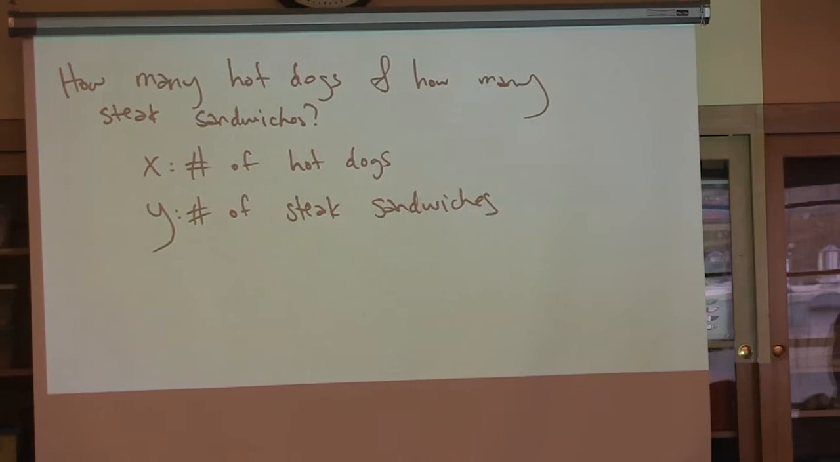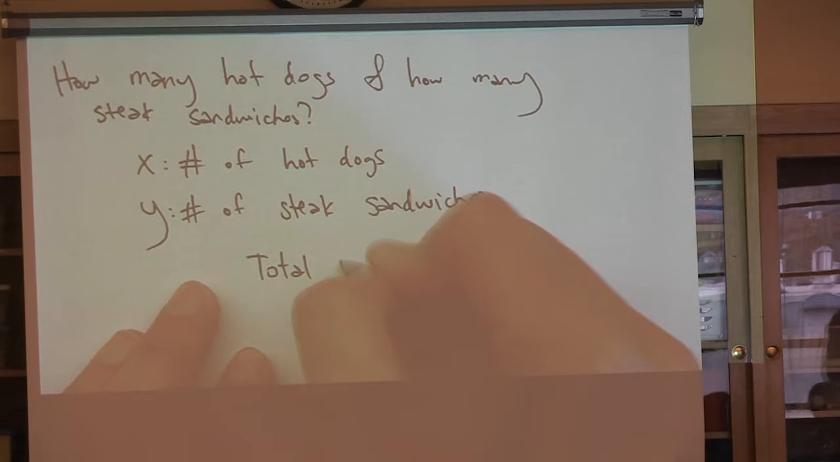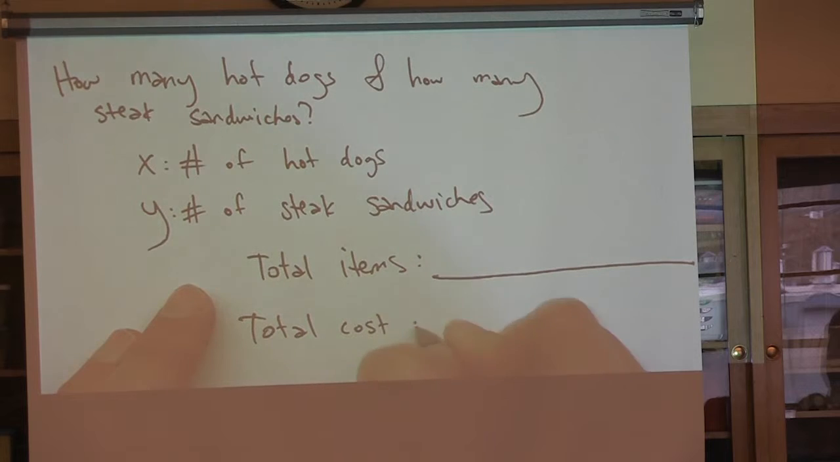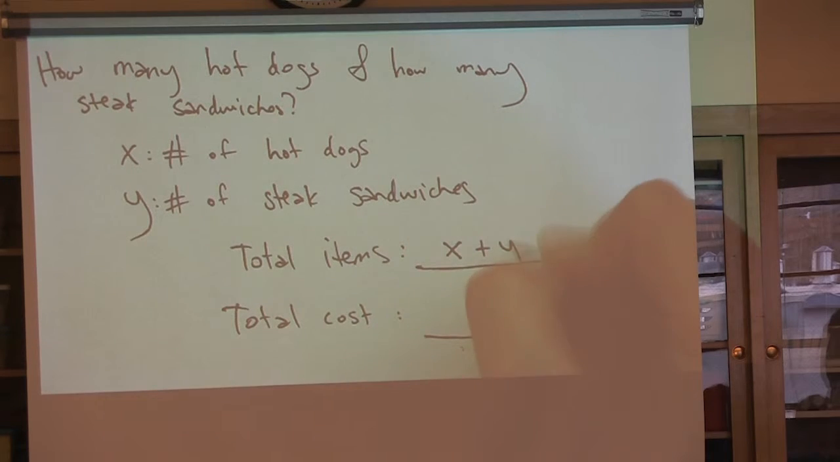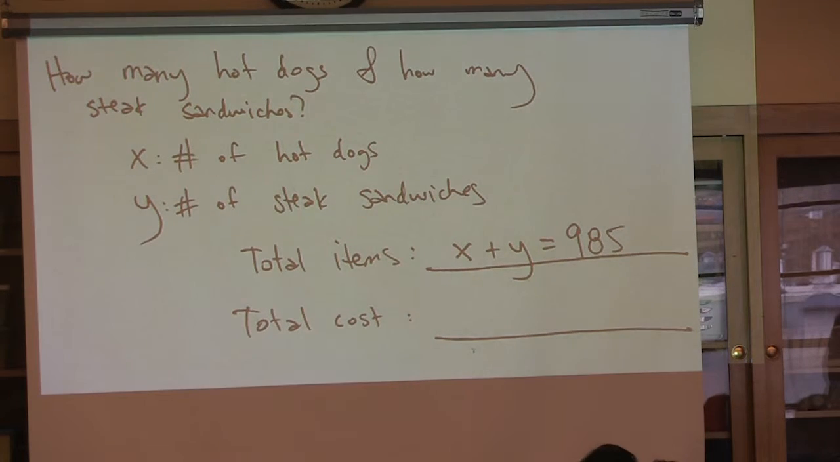Now listen. It tells you several things. It tells you he sold a total of... How many does it say total? 985. Okay. And I've told you there's two equations. You have the total items, and we have the total cost. Now, total items: number of hot dogs, number of steak sandwiches. How many did he sell total? 985. So this plus this, however many hot dogs plus however many sandwiches, must equal 985. This is equation numero uno. You writing it down?